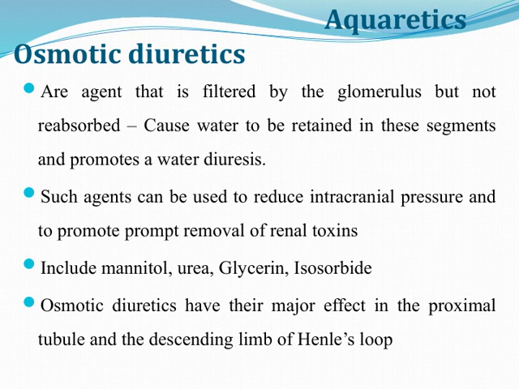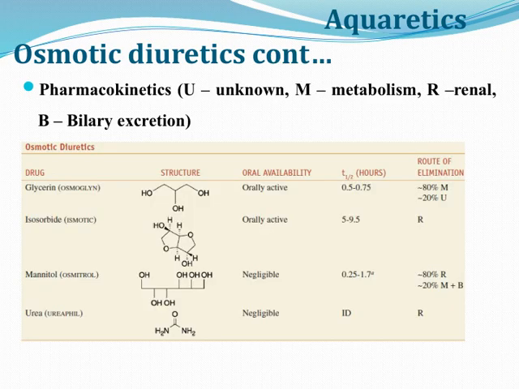Most of their action occurs in the proximal tubule and the descending limb of Henle's loop. By acting in these areas, they effectively increase the volume of water excreted, which can be critical in certain clinical scenarios. So, understanding how these agents work helps us appreciate their role in managing conditions like edema, increased intracranial pressure, and toxin clearance. Now, moving on to aquaretics and the osmotic diuretics, let's focus on their pharmacokinetics.